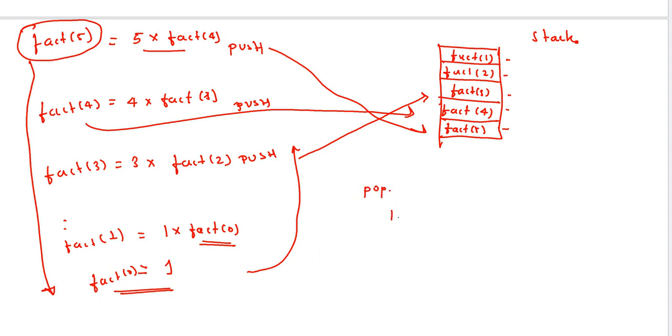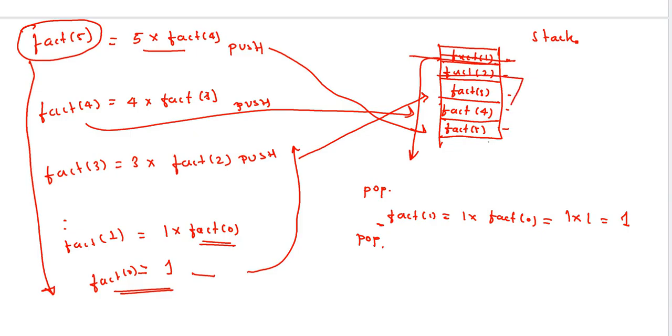Now factorial of 1 is 1 into factorial of 0, which we found here as 1. So you can just write 1 into 1, which is equal to 1. Now this value is calculated. Then again pop the top of the stack. So factorial of 1 has been popped here. Now you will be popping factorial of 2.